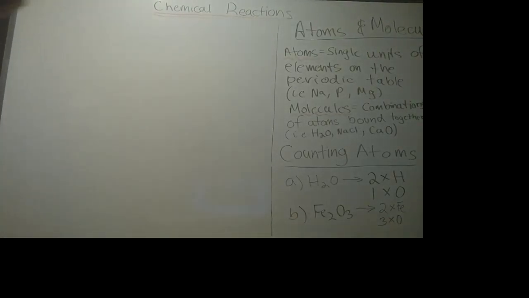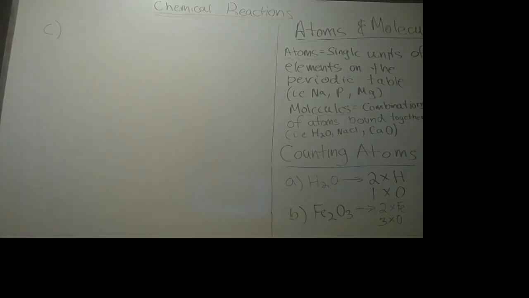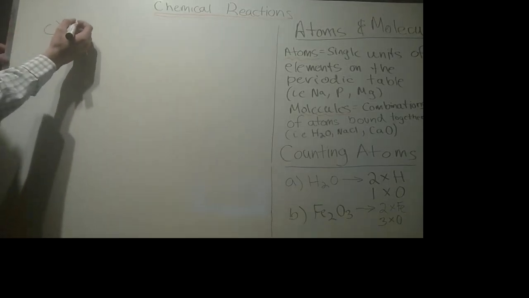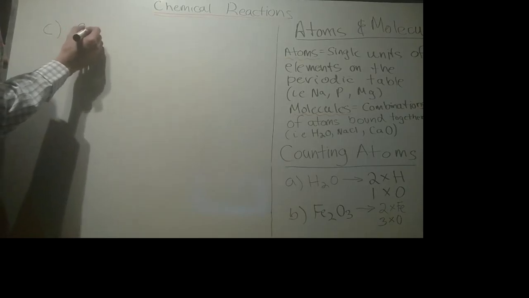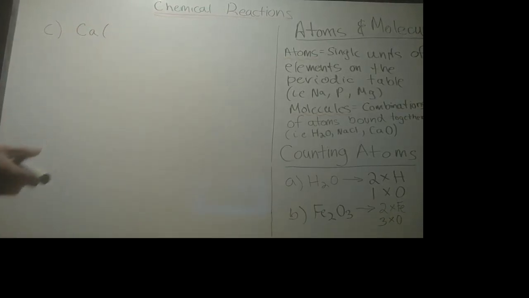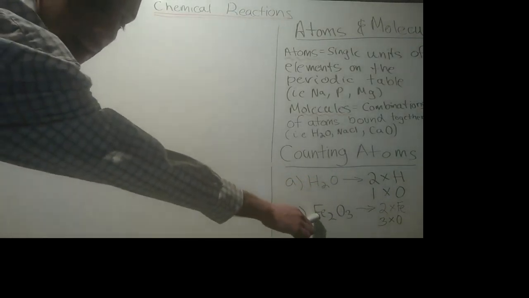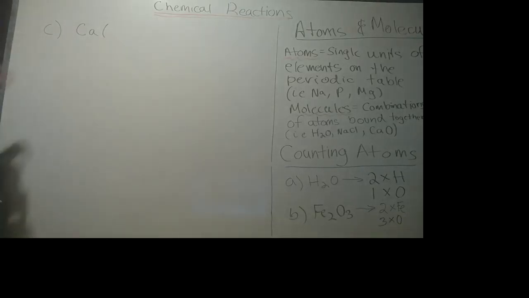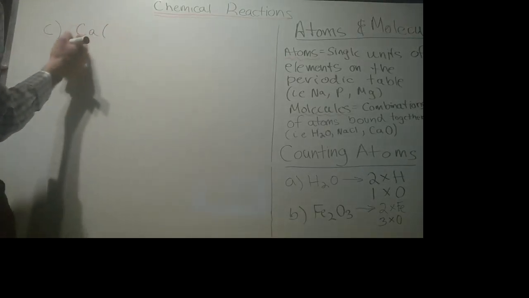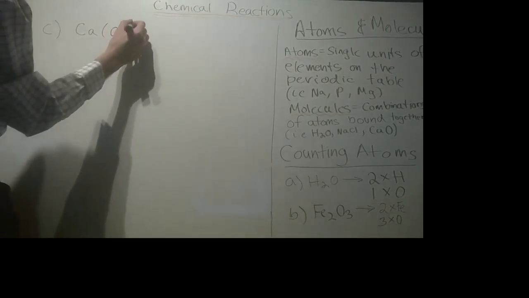So the last example we should try here is a molecule that contains more than just one type of atom, or more than 2 types of atoms, I should say, like the other one. So here we only had hydrogen and oxygen. Here we only had iron and oxygen. Here we're going to have 3 separate elements: calcium, oxygen, and hydrogen.